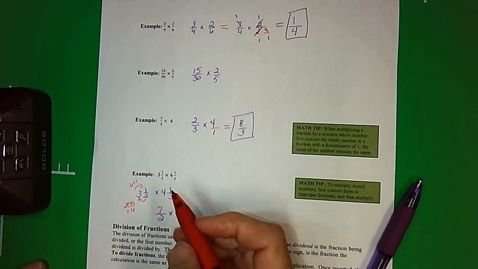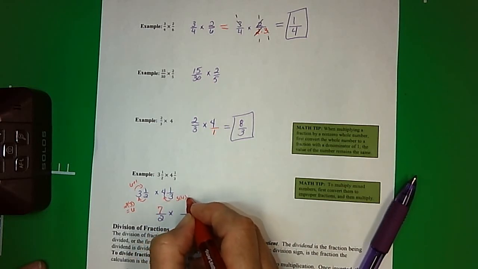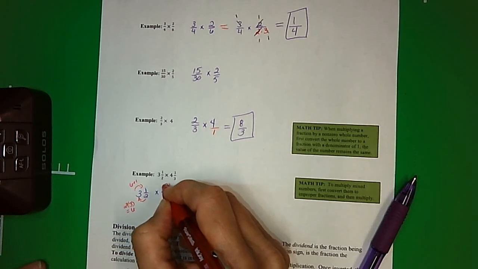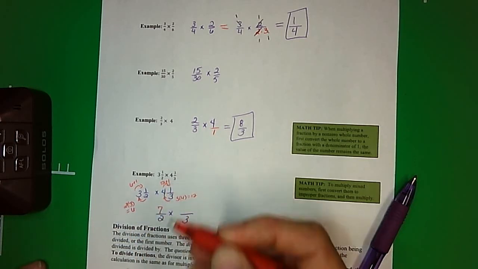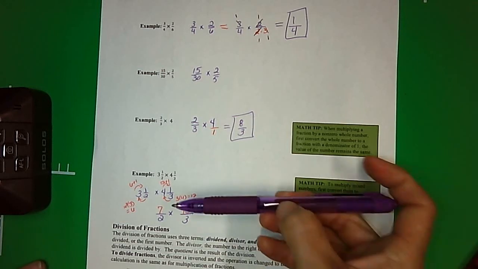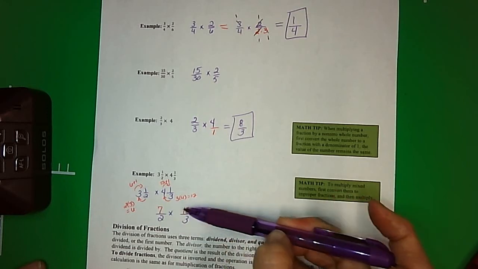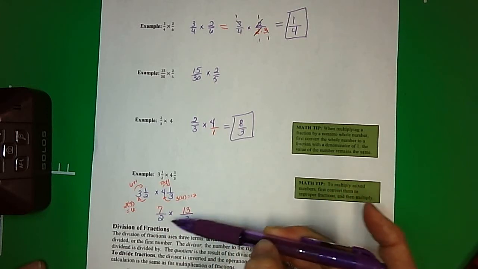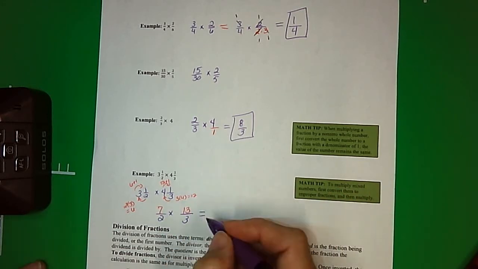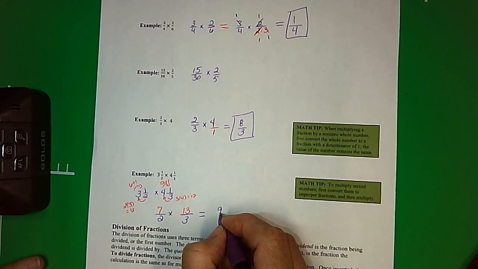Go ahead and write it down now. I have 3 times 4, which is 12. And then I'm going to say, okay, 12 plus whatever that numerator is, which is 1, so it's 13. Again, I ask, is there a number on top that reduces with a number on bottom? No. All 4 of these are prime. So I'm going to multiply them out. 7 times 13 is 91. And then 2 times 3 is 6.